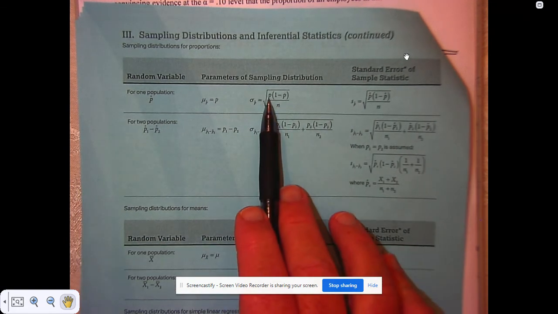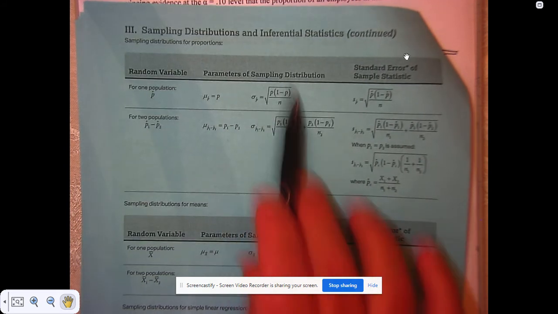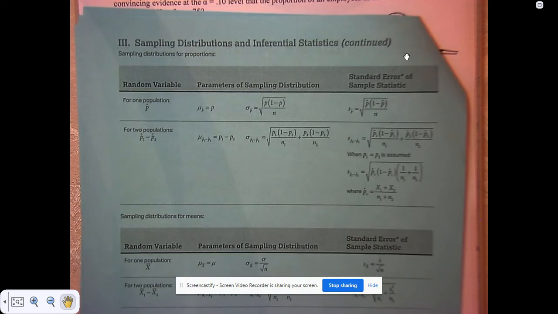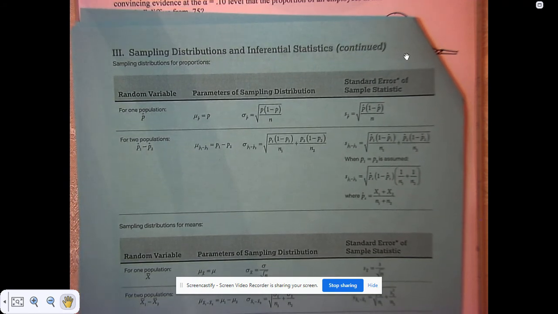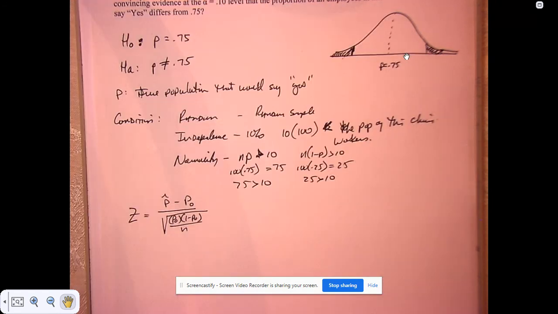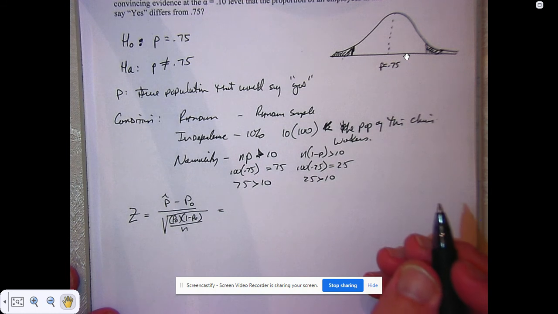We're trying to figure out its limits left and right. We do have a hypothesized p for our test, and so this is what we use for the denominator of our formula. Of course, that's the standard deviation of our sampling distribution.